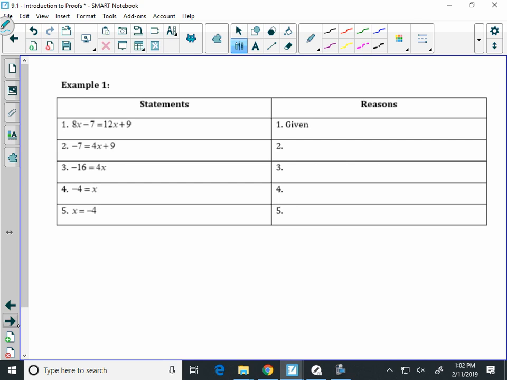So we take a look from 1 to 2. What happened in the equation? From 1 to 2, what happened? We didn't combine terms. What changed? Yeah, we got rid of the 8x. How did we get rid of it? Yeah, we subtracted it on both sides, meaning we use, I heard someone say it, the subtraction property.